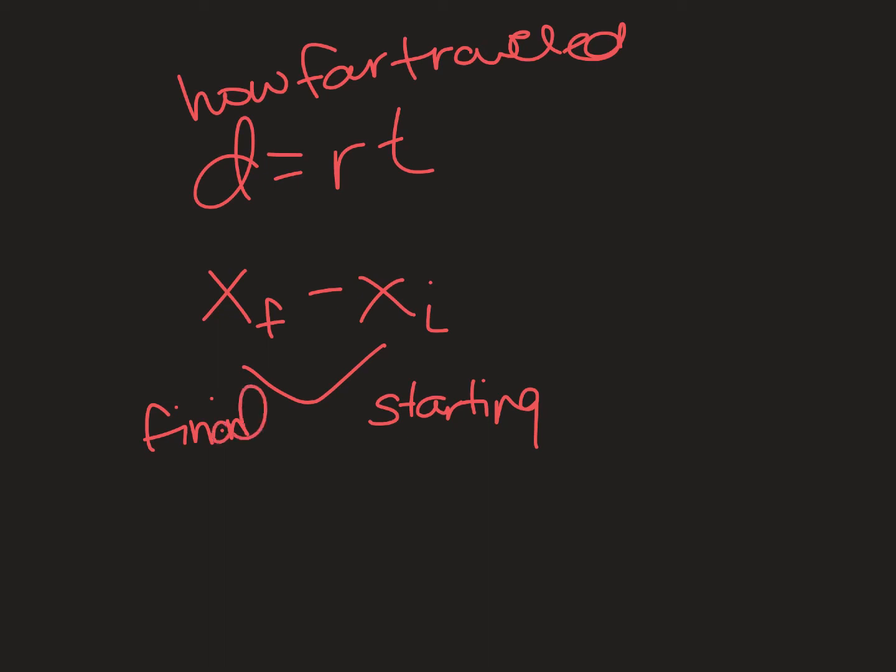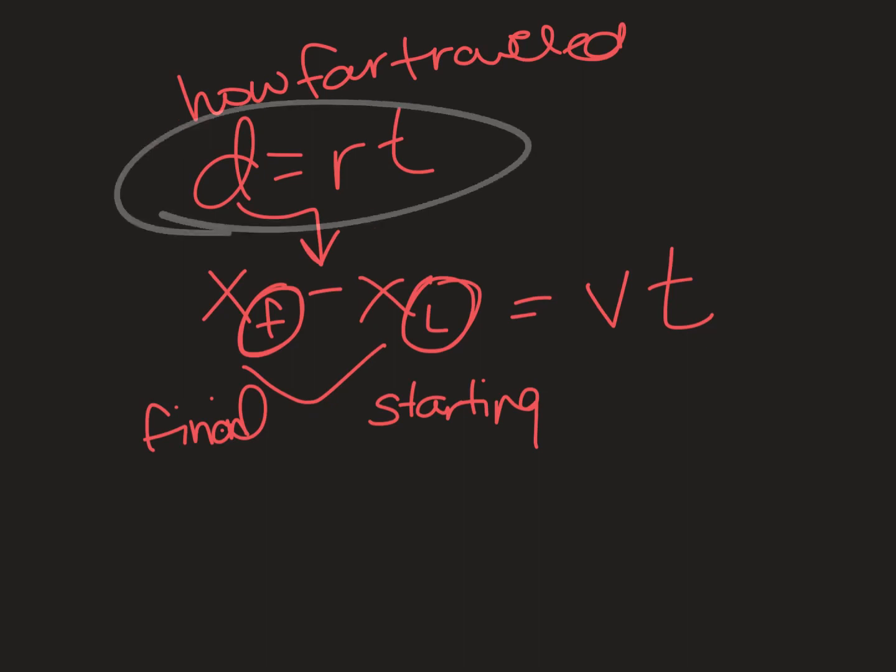Let's call it final. Remember, Jesus said, the first shall be last and the last shall be first. So it always goes final minus initial whenever we're finding change in anything. So that's our distance, and that's going to equal our velocity times our time. But the equation is still distance equals rate times time. It's the same equation. They just substituted in different variables.